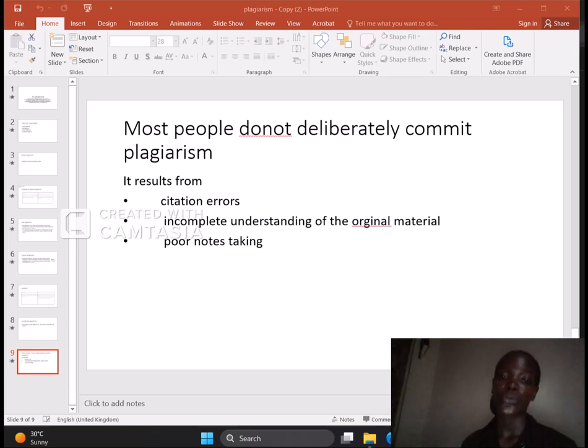So there are some things we can do to avoid or reduce plagiarism.